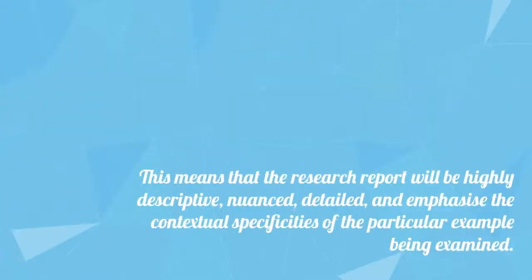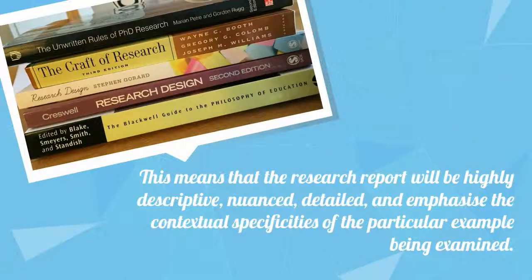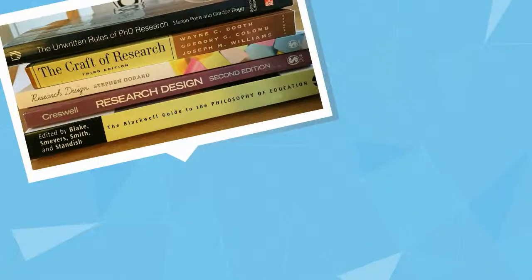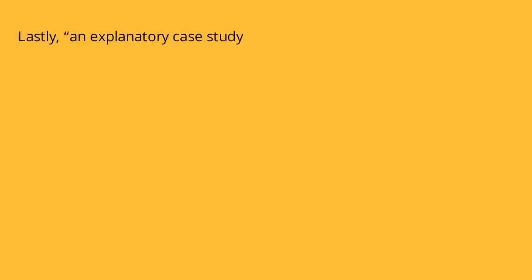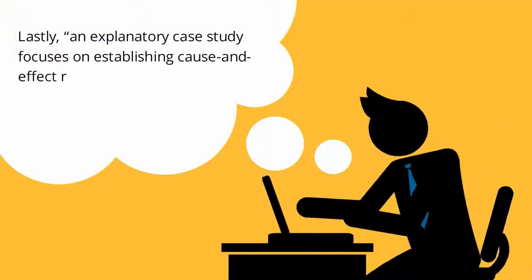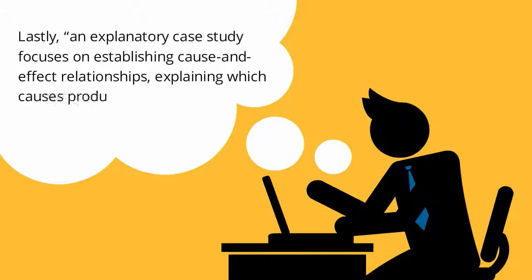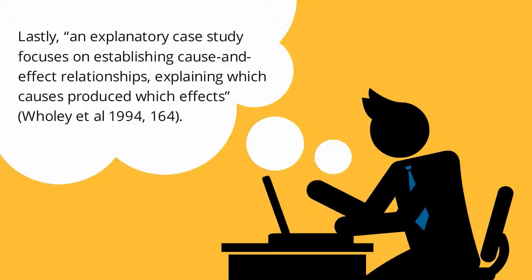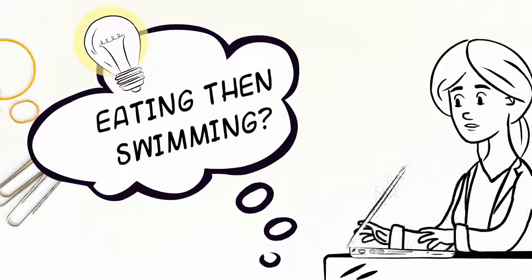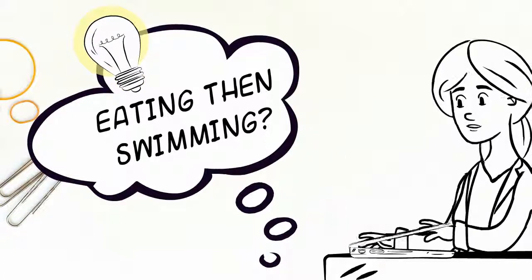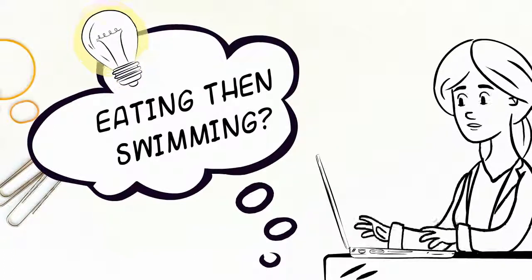This means that the research report will be highly descriptive, nuanced, detailed, and emphasize the contextual specificities of the particular example being examined. And lastly, an explanatory case study focuses on establishing cause and effect relationships, explaining which causes produced which effects. This means that the study examines the particular outcomes generated from a set of circumstances. For example, perhaps you would like to examine whether eating before swimming has any effect, and what circumstances, the timing after eating or the kind of food eaten, might be adding to those effects.